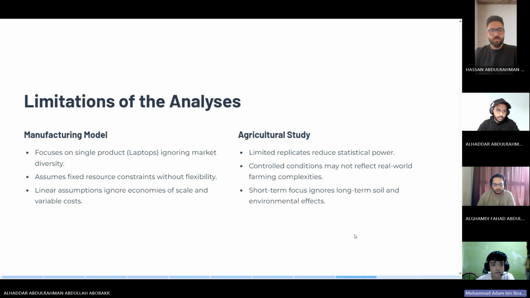Next, limitations of the analysis. The manufacturing model is focused on a single product, such as laptops, ignoring market diversity, and assumes fixed resource constraints without flexibility. Linear assumptions ignore economies of scale and variable cost. In the agriculture study, limited replicates reduce statistical power. Controlled conditions may not reflect real-world farming complexities, and the short-term focus ignores long-term soil and environmental effects.